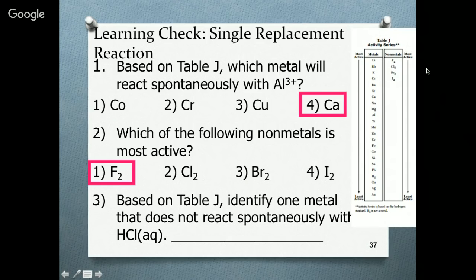The third question is based on table J. Identify one that does not react spontaneously with HCl. HCl is an acid. I know acid isn't on the chart, but H is, so when we're talking about an acid, we find H. If it doesn't react spontaneously, it's going to be underneath. We could have picked something like Cu, Ag, or Au.